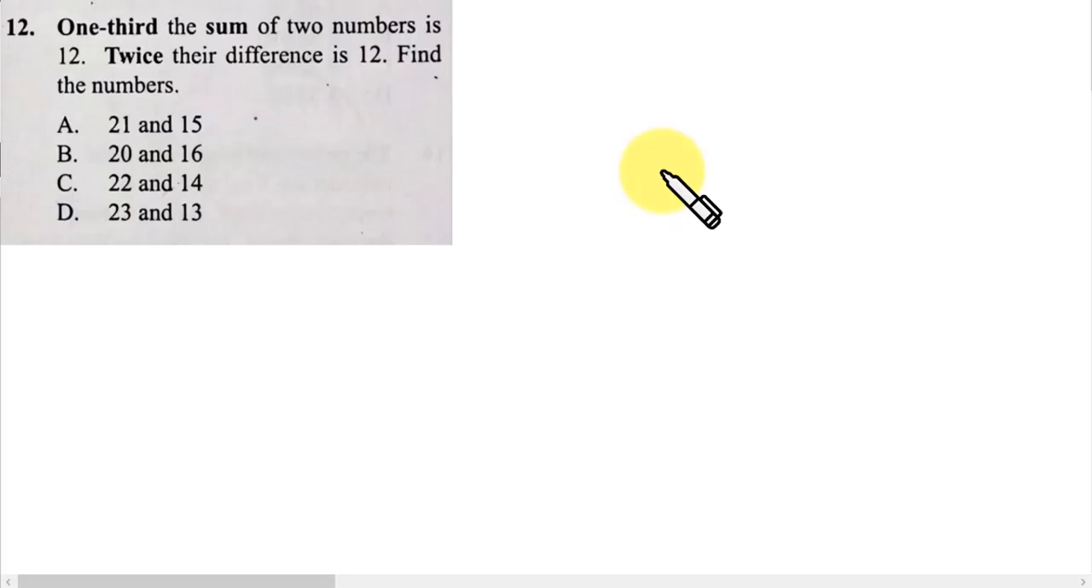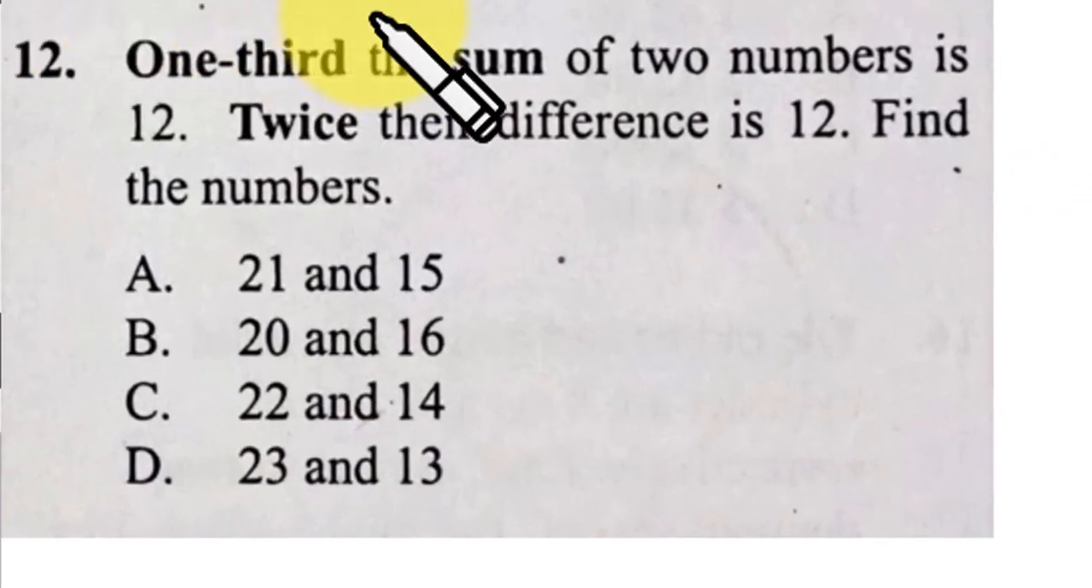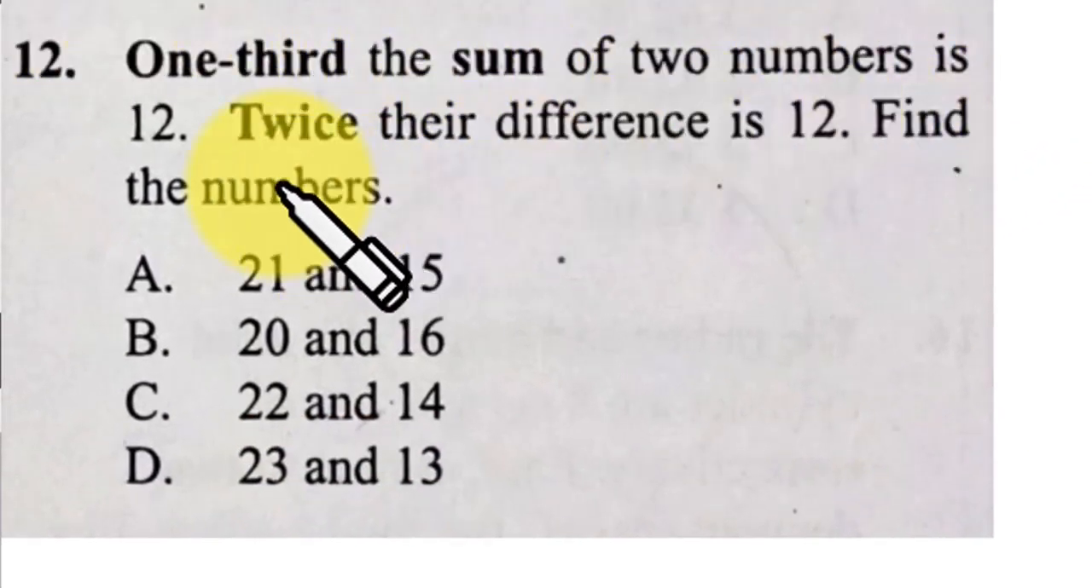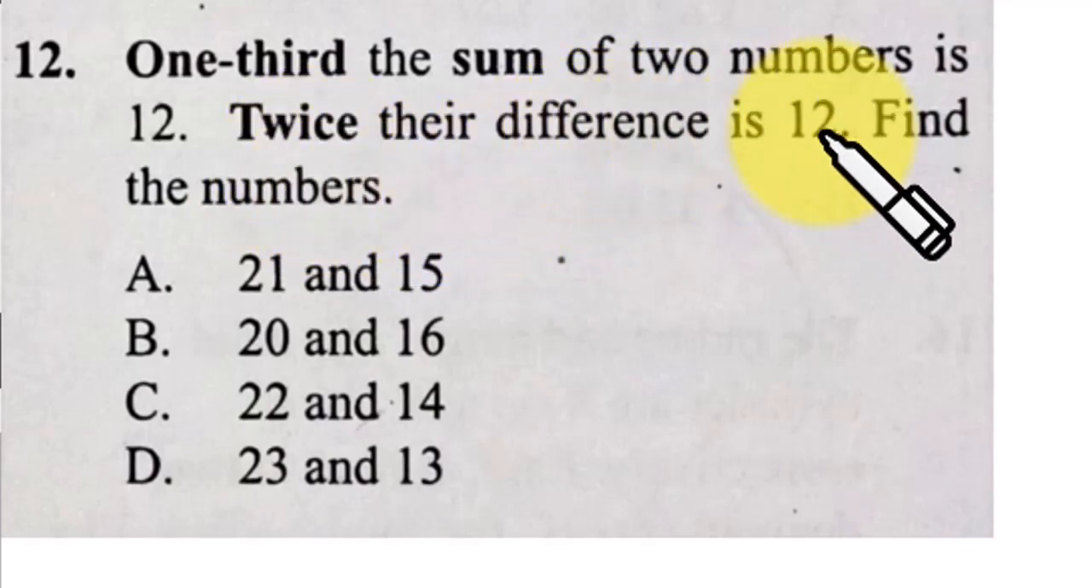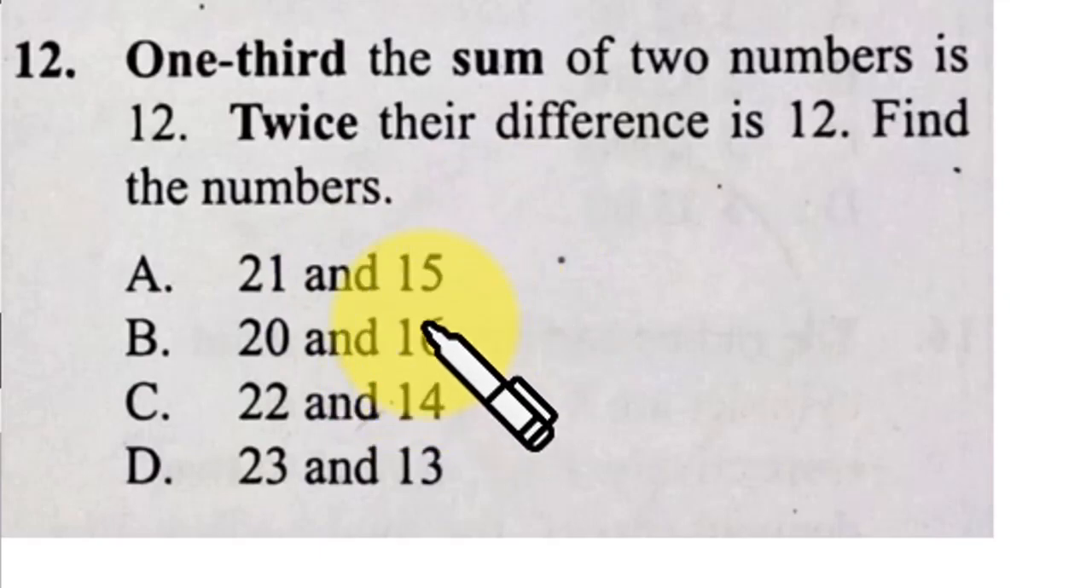In this video, we'll look at the WASSCE 2023, the Nigerian paper, OBJ question number 12. It says that 1/3 the sum of two numbers is 12. Twice their difference is 12. Find the numbers. So these are the numbers.